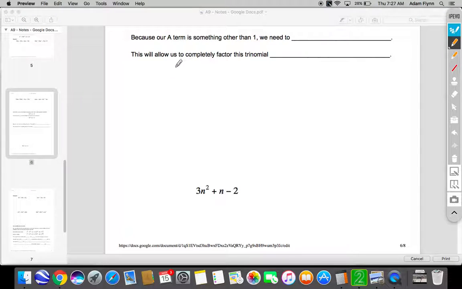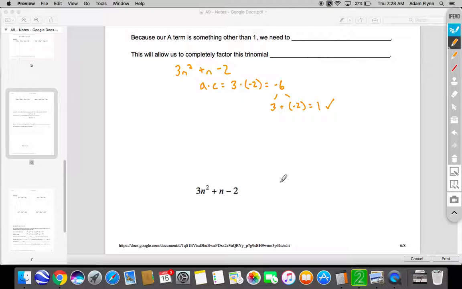Alright, so let me rewrite this out again. We have 3n squared plus n minus 2. We did A times C, which was 3 times negative 2, which got us negative 6. And we had to find factors of negative 6 that summed to 1. So we said 3 and negative 2 are factors that fit that criteria. That equals 1. So we're all set.